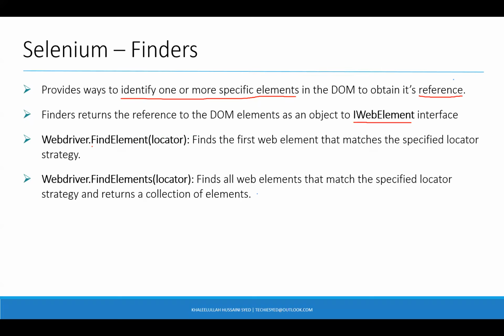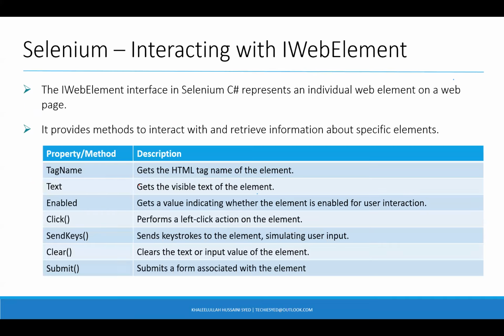There are two methods that you can use. These are part of the WebDriver class. There is FindElement, which takes a locator as parameter and returns a single element, the first one which matches that locator. There is also FindElements, which returns all the elements which match a given locator, as a collection of elements. Find returns a single element, FindElements returns a collection.